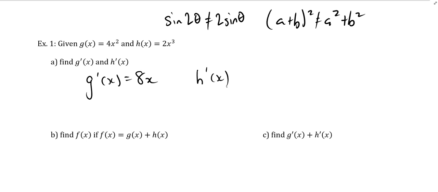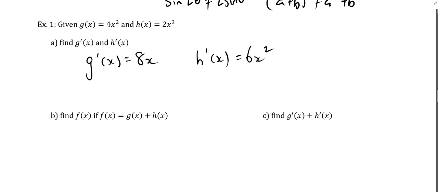Who wants to give me H prime? 6x squared. See how easy this is? See, everybody thinks calculus is easy. At first, at least. Okay, very good.